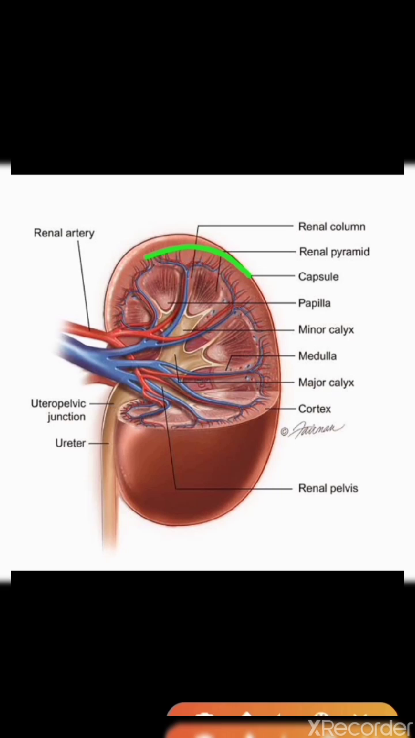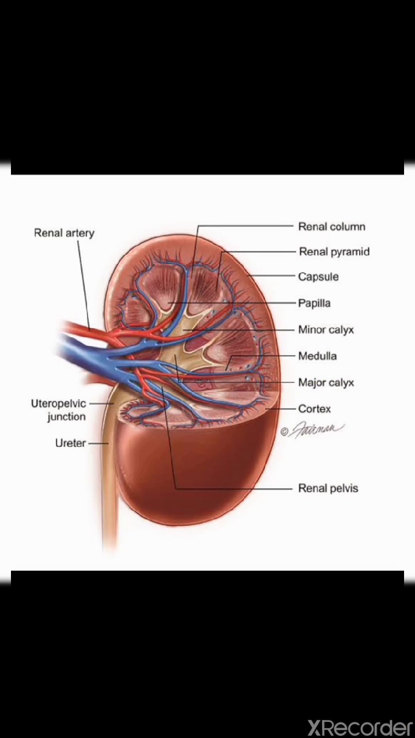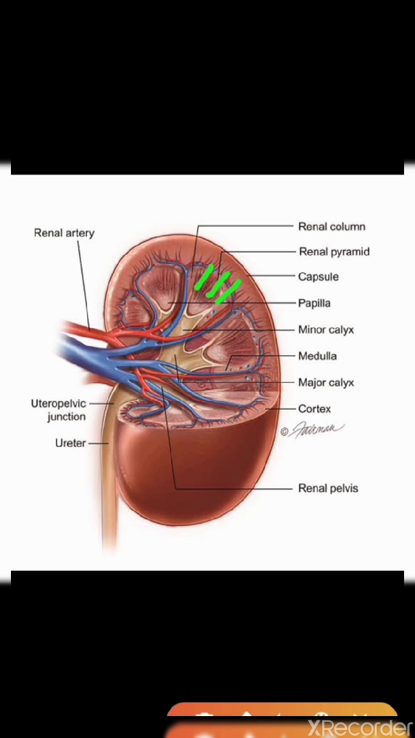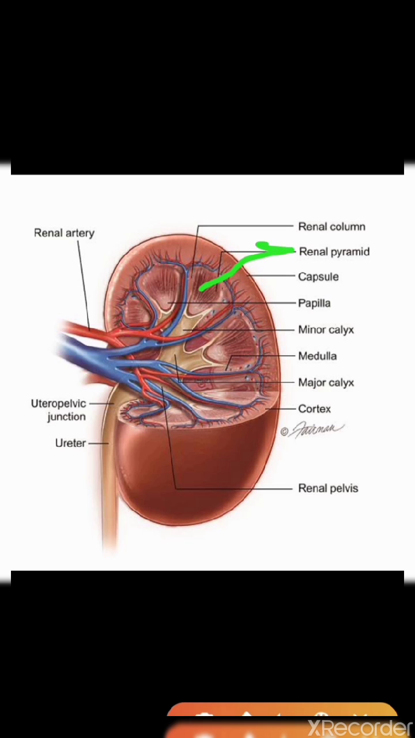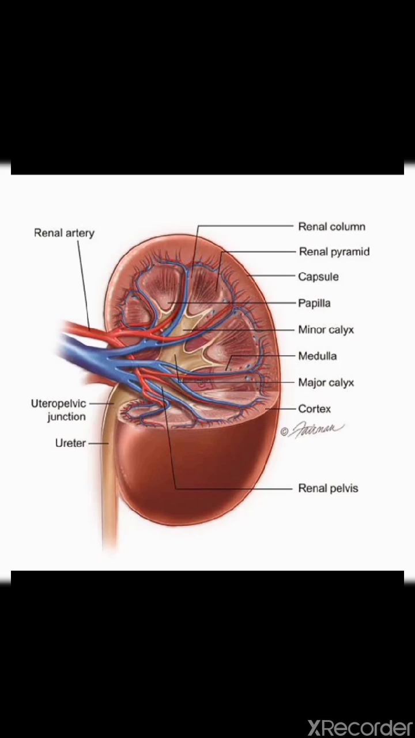After the outermost cortex region, there is the renal medulla. Here you can see this region is the renal medulla. It is divided into a few conical masses called medullary pyramids. This region is known as the renal pyramid. It contains renal tubules, collecting ducts and blood vessels. We will discuss the structure of a nephron later.